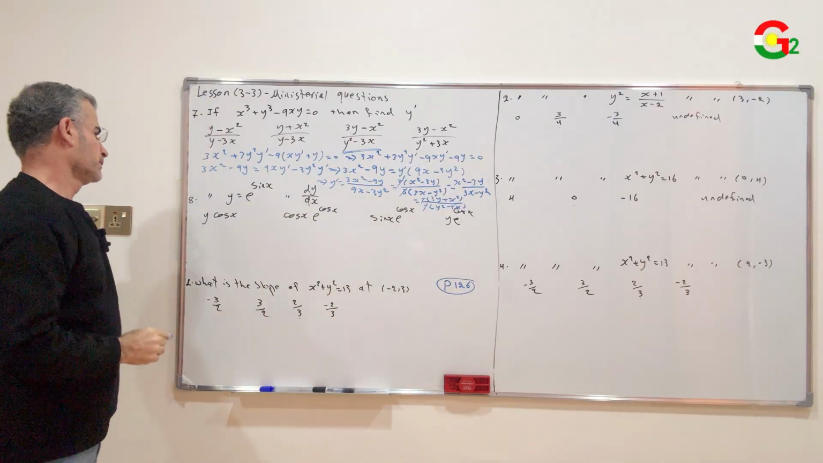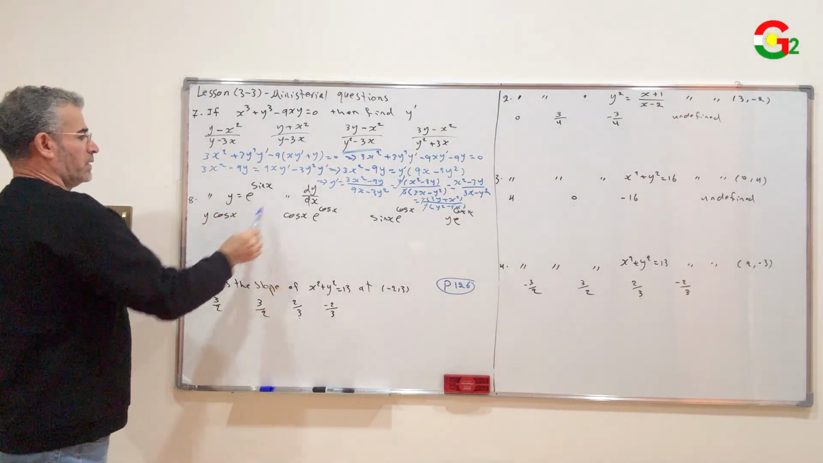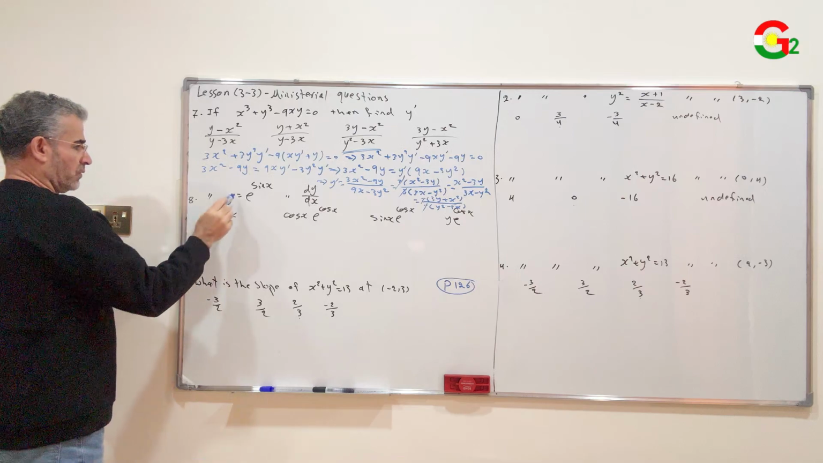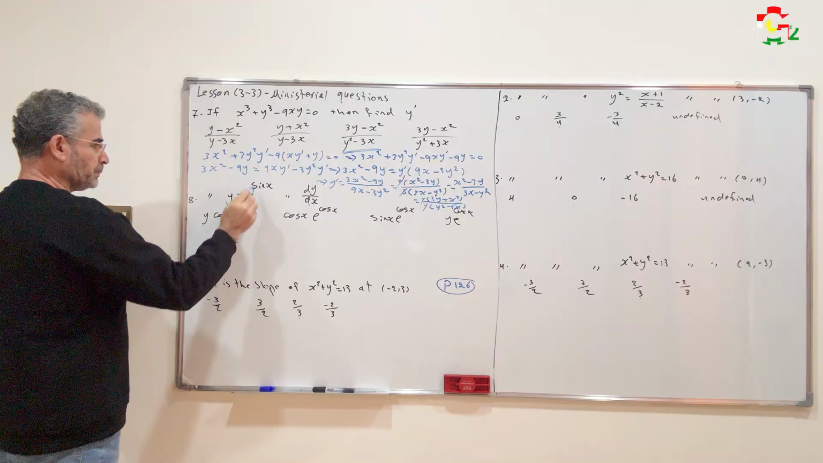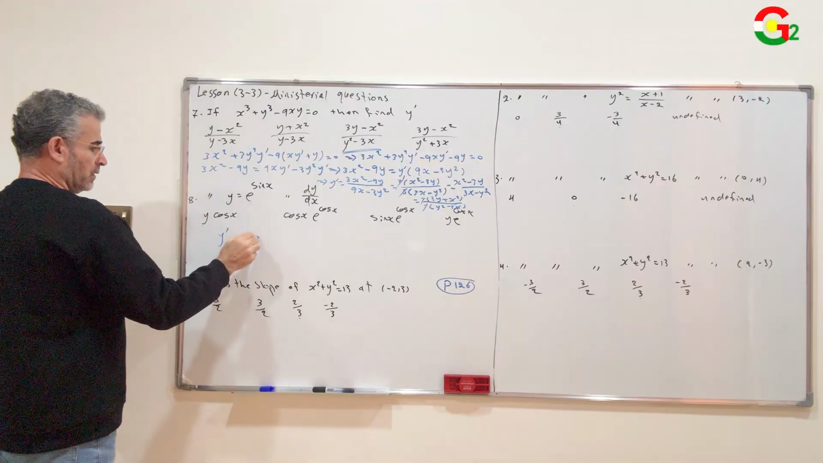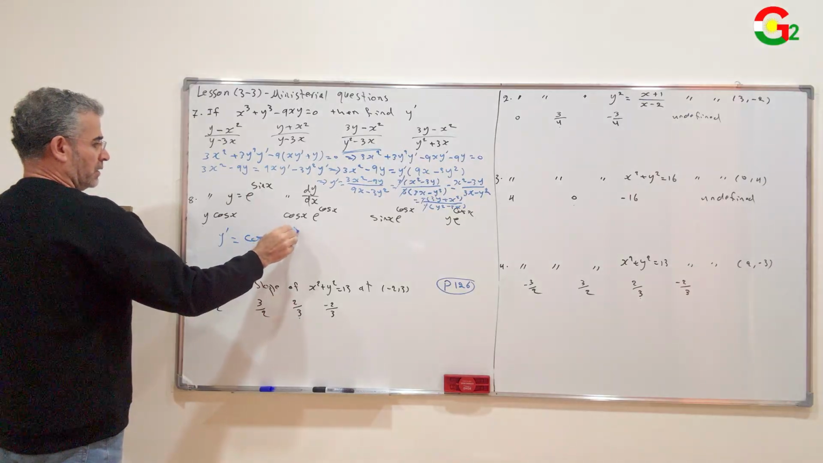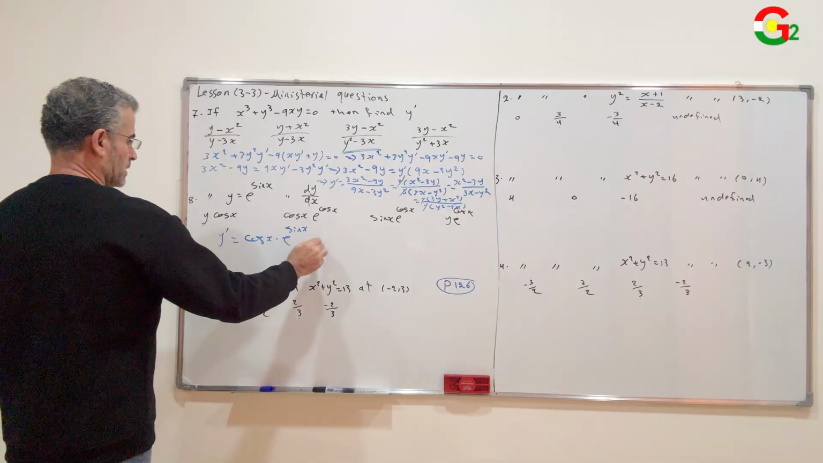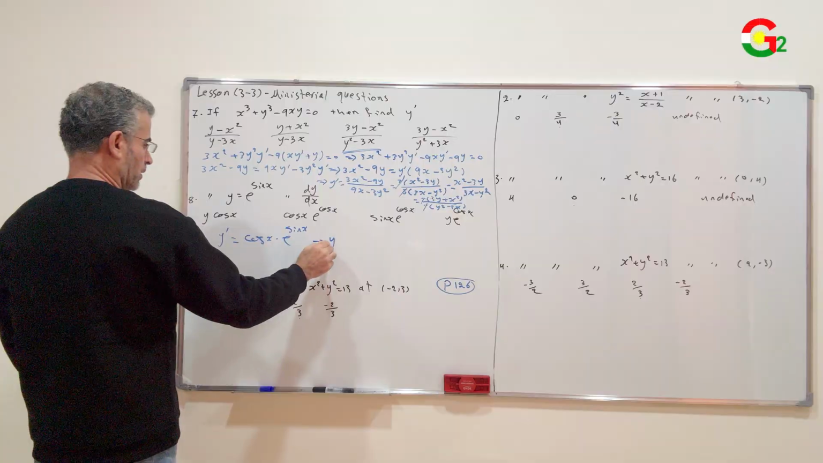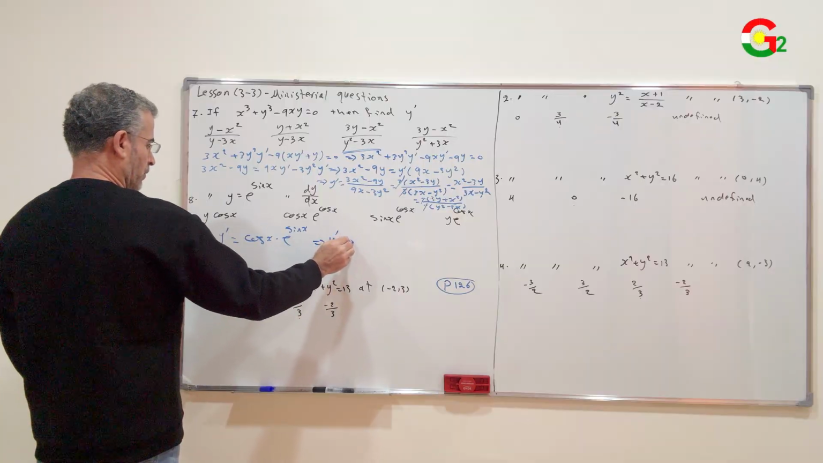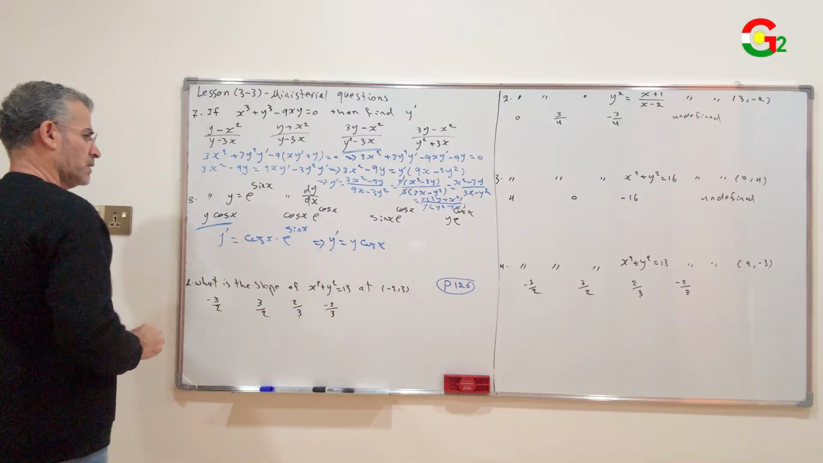Question number 8. If y equals e to the sine x, find dy over dx. Differentiate both sides with respect to x, y prime equals derivative of sine, cosine x, times e to the sine x. Since e to the sine x is y, then we can rewrite it as y prime equals y cosine x. Choice A.